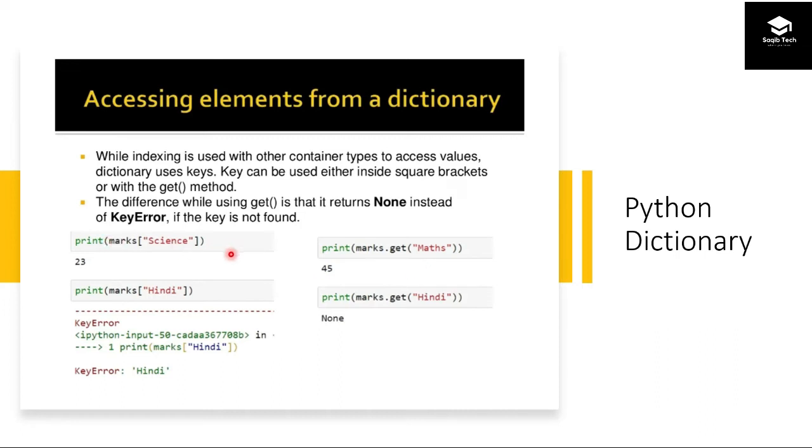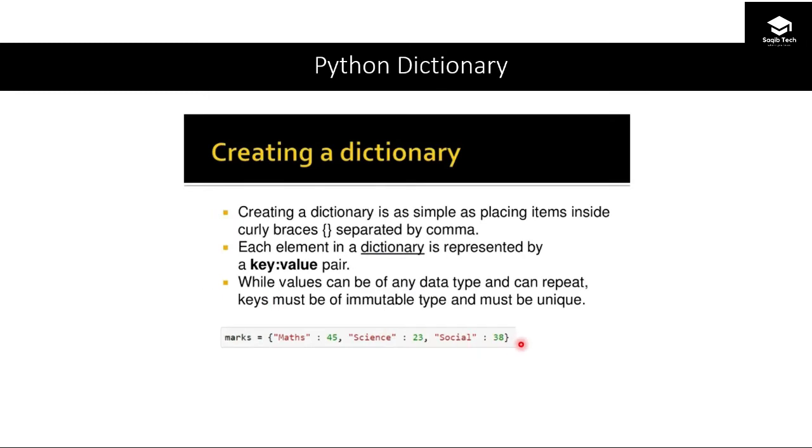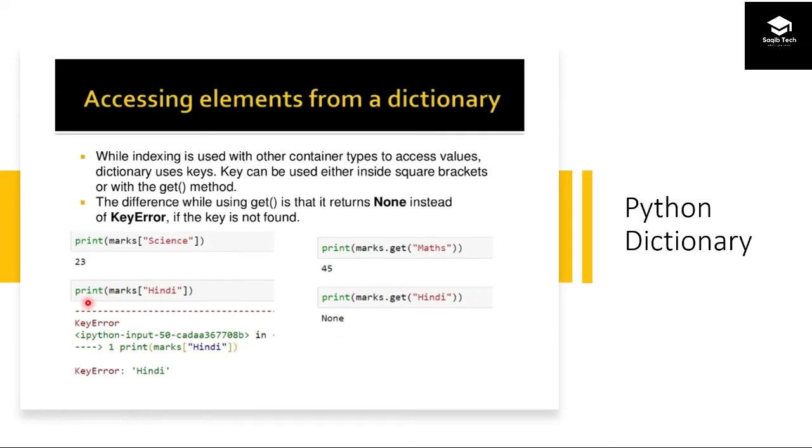For example, the first method, look, there are two methods. On the left side there is the first method, write marks of science, and another method is using the get method. Okay, the get method and the indexing method, there are two methods to access values from a dictionary. So if I am writing marks of science, it will print 23, but if I am writing marks of, for example, Hindi, you can see there is no key named Hindi, it will give us a key error when I write like that. But if I am using the get method, it will not give me a key error, but it will print none.